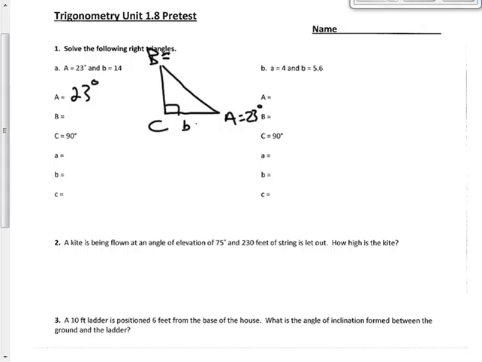Opposite of angle A is side A, opposite of angle B is side B, and they tell me that that's 14. So I've got side B is 14. I don't know what side A is, and I don't know what side C is. So I'm going to find all that information.